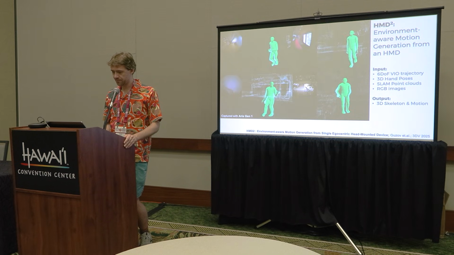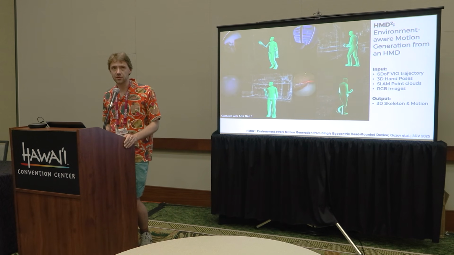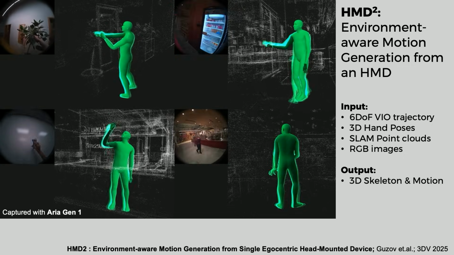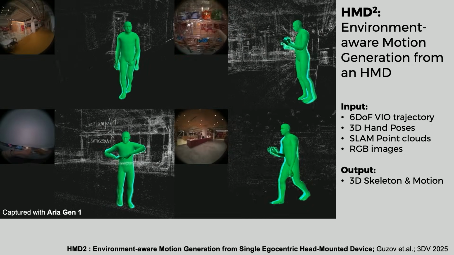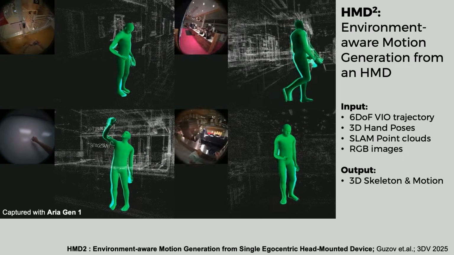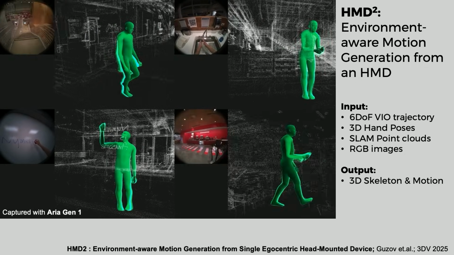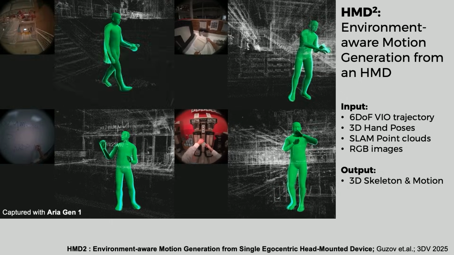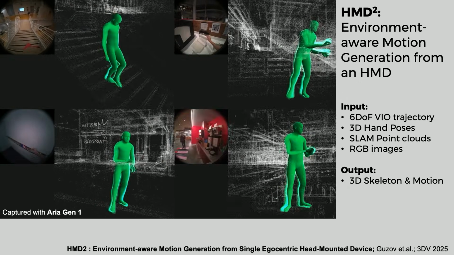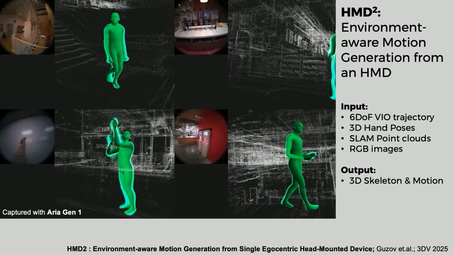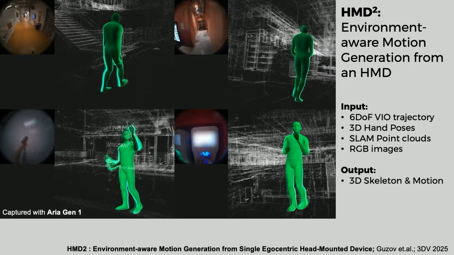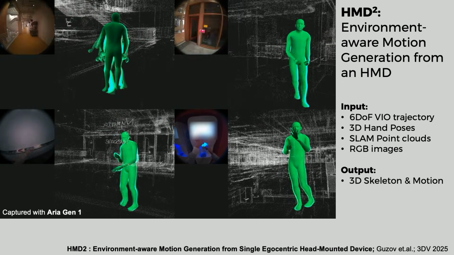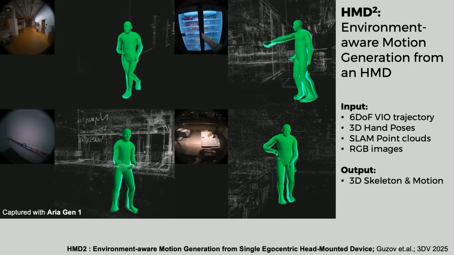All right. So this is the combination of two core algorithms. One that we published earlier this year at 3DV called HMD2, environment-aware motion generation from an HMD. Again, this is a diffusion-based model that reconstructs motion of the wearer from a couple of inputs, including the VIO trajectory. So again, this is where SLAM and localization comes in.